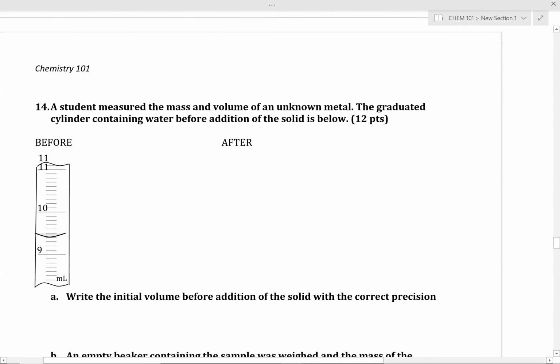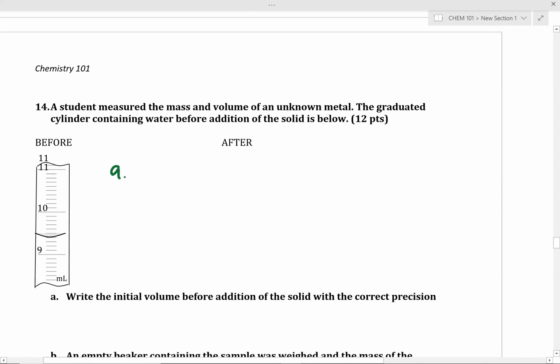So this is now a classic practical experiment where you're asked to take some measurements on a sample using a graduated device. The after picture you'll see later on in this problem. Let's focus on our before picture here. First and foremost, when you're taking a measurement using a graduated device, you're going to need to figure out the value of a tick mark.